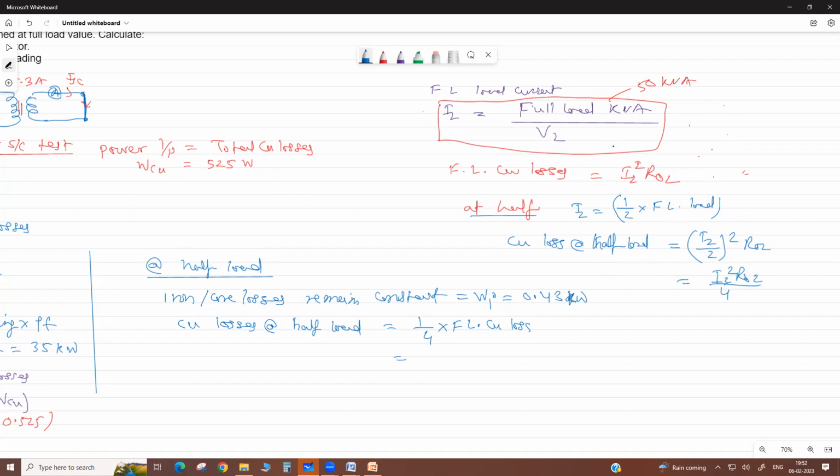If we suppose only 1/4 load is there, it means your current becomes 1/4, then your copper loss becomes 1/16th, the square of your load. Okay. Got it? Why does this copper loss become 1/4 at half load?